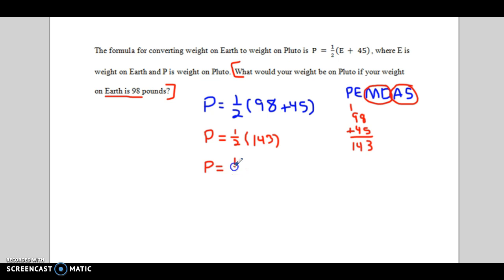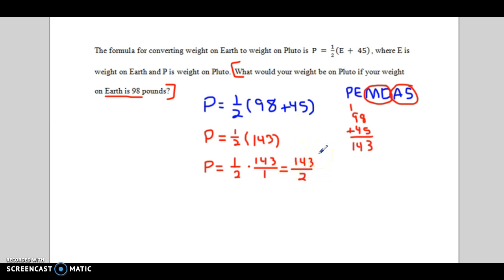So 1/2 times 143. Now I have a fraction, so I want to turn this whole number into a fraction. And remember, the way I do that is by putting a whole number over 1. Anytime I multiply or divide fractions, I want to make sure that both of them are fractions. So 143 over 1 is my whole number. I'm going to just multiply straight across. Whenever I see that multiplication, I just go straight across. So 1 times 143 gives me 143. And 2 times 1 is just going to give me 2. This is the 3-point answer.